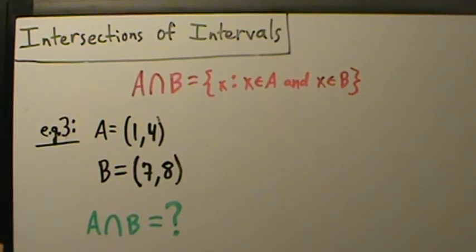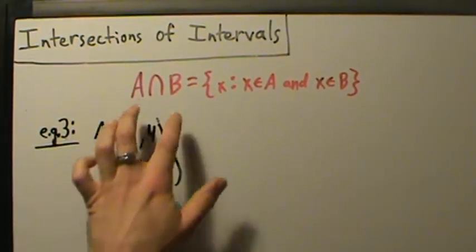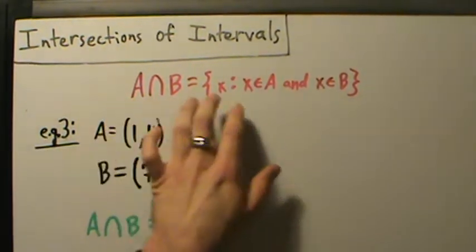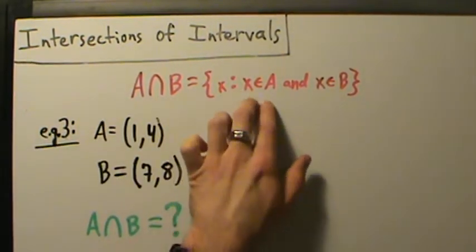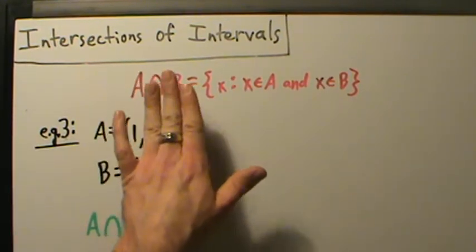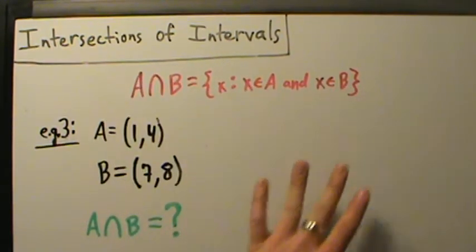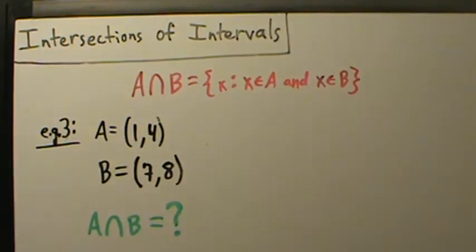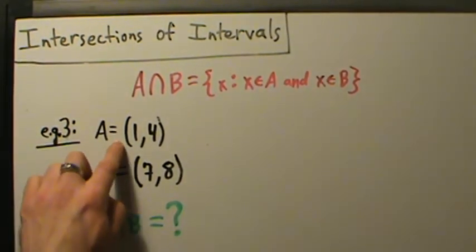Okay, here's example 3 with intersections of intervals. So remember, an intersection of two sets is just the set of all the elements that are in both the first set and the second set. So if you intersect A and B, then your answer is the set of all the elements that are in both A and B.